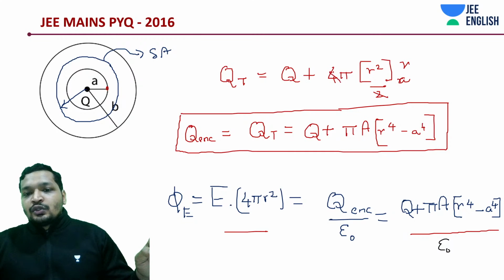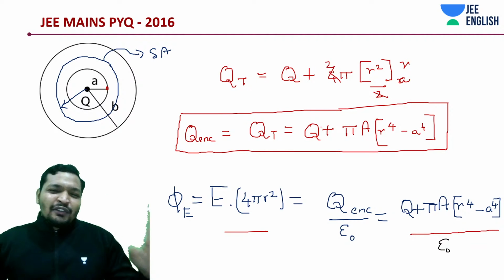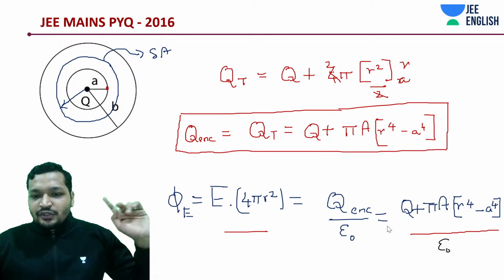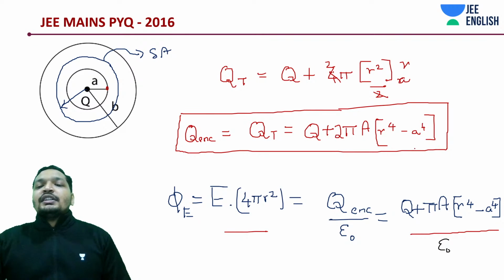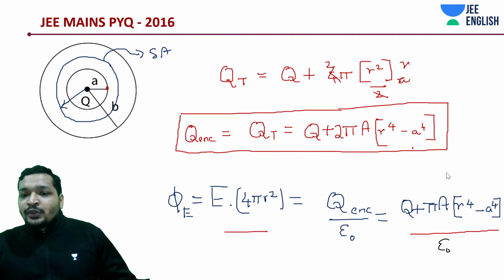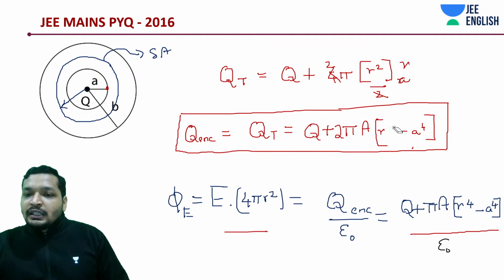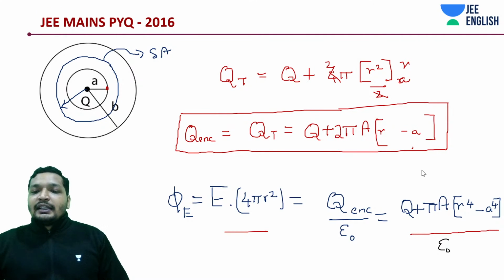And this 2 and this 2 would get cancelled. So you should have 2 pi in the answer, students. Okay, my mistake. You should have had 2 pi in the answer. So I thought it was A by R. That's the reason we were not arriving at any conclusion. So it should be like 2 pi into A, and this should be R square minus A square.